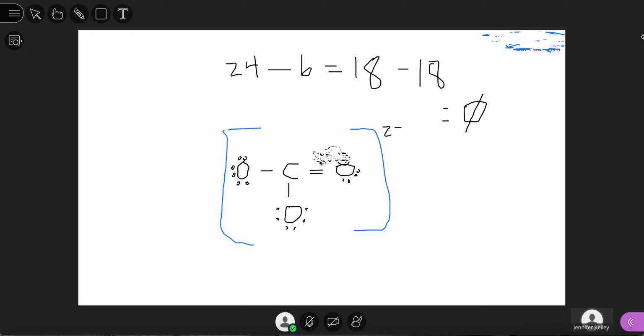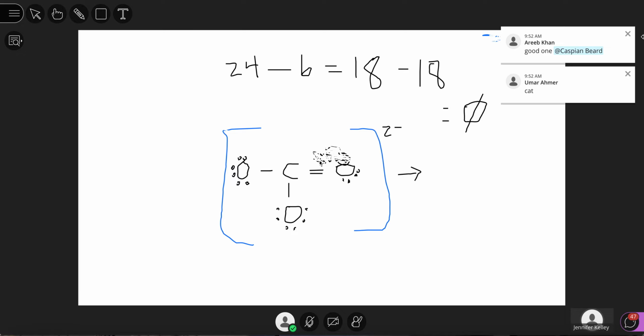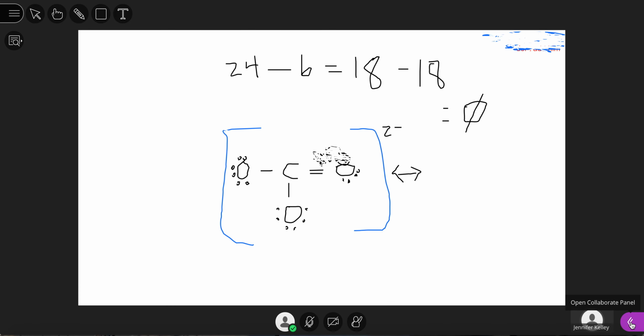So to draw resonance, the next thing you do, yes, one single bond is worth 2. And a double bond is worth 4. So every line is worth 2 electrons. All right. So then we draw a double-headed arrow, and then we draw the same thing.